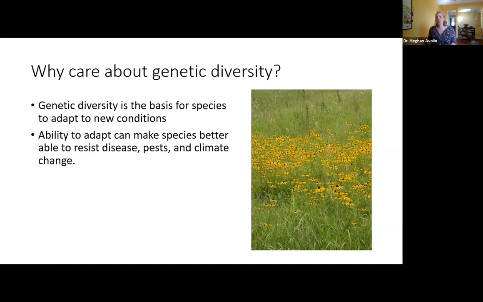And so this is one of the reasons why genetic diversity is so important. It's almost the basis upon which all future adaptation is built. Preserving genetic diversity helps preserve options for species to deal with new climate scenarios and new environmental conditions, such as pests and diseases.